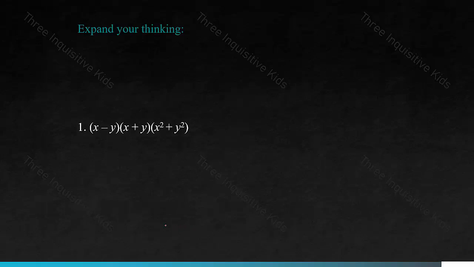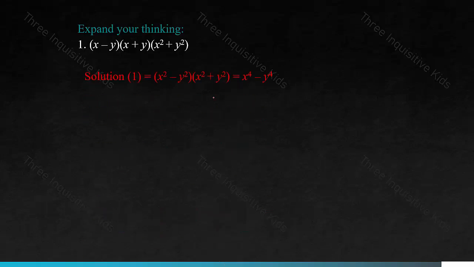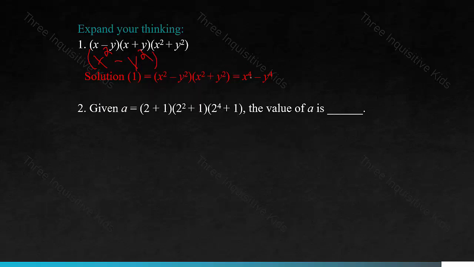Expand your thinking. Here we have x minus y times x plus y times x squared plus y squared. I want you to pause the video and think about this by yourself for a little bit longer. This, in the end, is still an expand your thinking problem. The solution would be to first use the square difference formula to get x squared minus y squared. And then we use the square difference formula again to get x to the 4th power minus y to the 4th power.